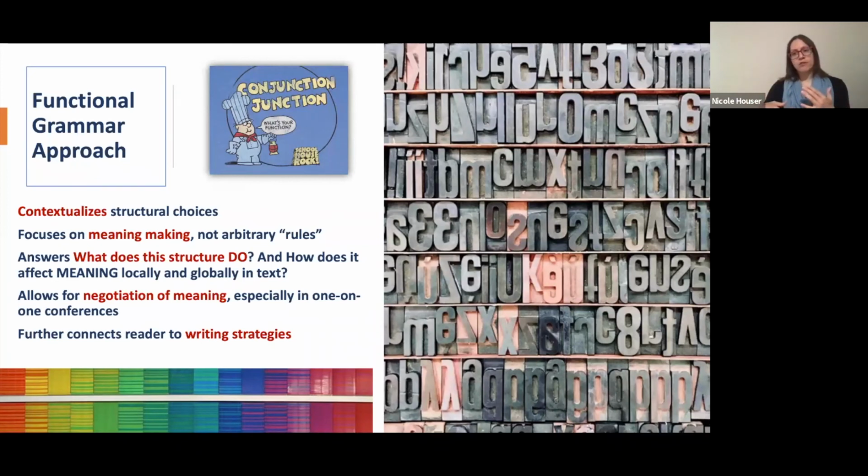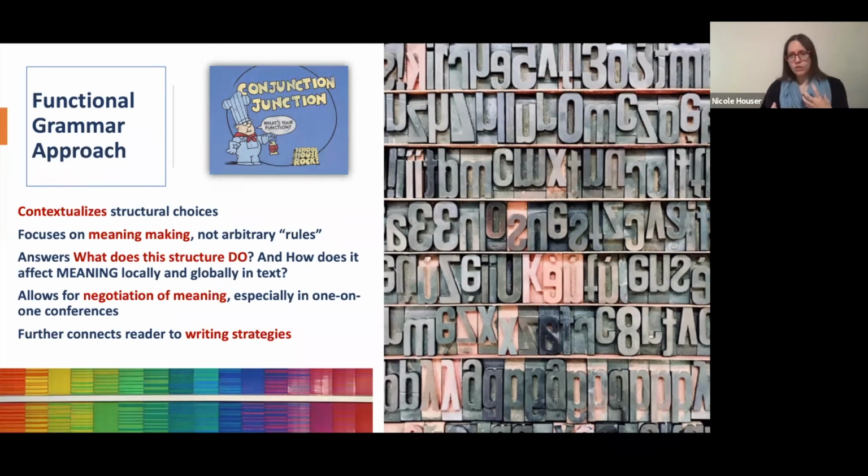If you're making a choice syntactically that's not expected, that's outside of the pattern, how does that affect the reader's experience and understanding of your text overall? And if you do that enough, does it impede meaning throughout? So a functional grammar approach answers, what does this structure do? How does it affect meaning locally and globally in a text? It allows for negotiation of meaning, especially in one-on-one conferences. So this is very important. This approach opens space for when you're speaking with students and negotiating, either in writing, but also in one-on-one conferencing.